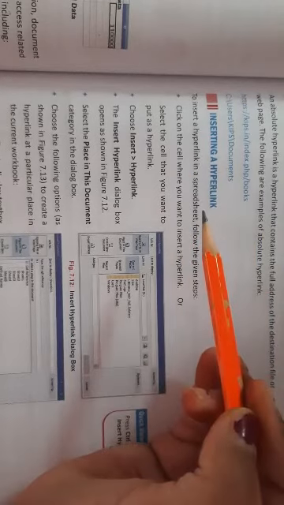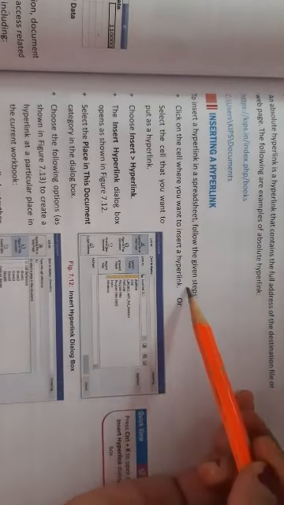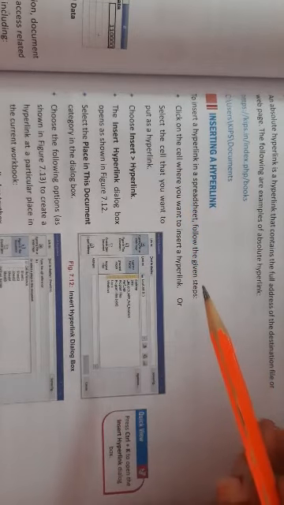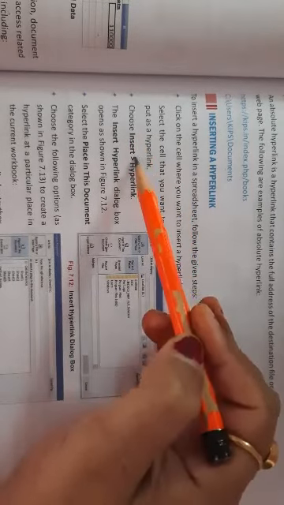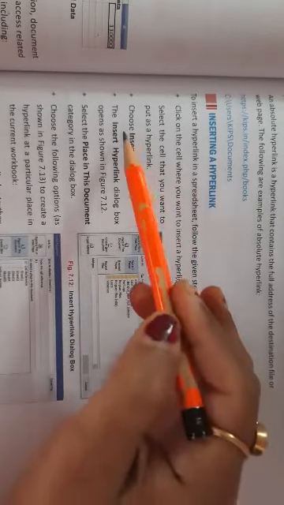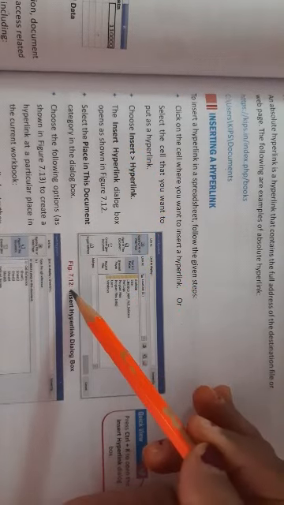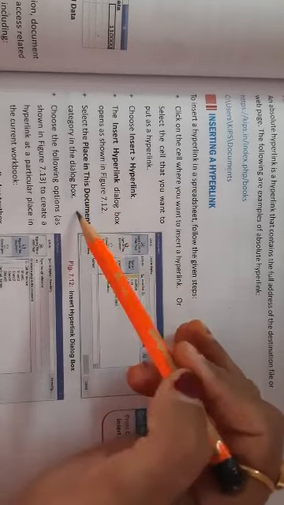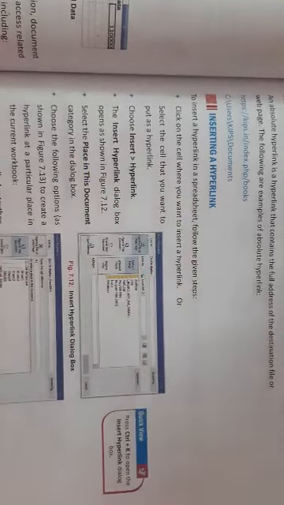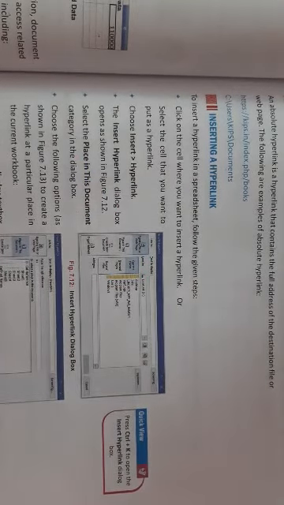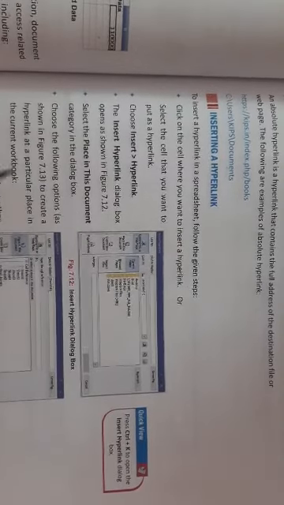So how to insert a hyperlink? Click on the cell where you want to insert a hyperlink or select the cell that you want to put as a hyperlink. Choose insert and then use hyperlink. The insert hyperlink dialog box opens as shown in the figure 7.12. Select the place in this document category in the dialog box. Choose the following options as shown in the figure 7.13 to create a hyperlink at a particular place in the current workbook.